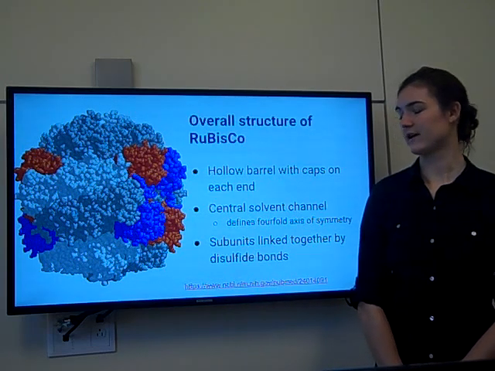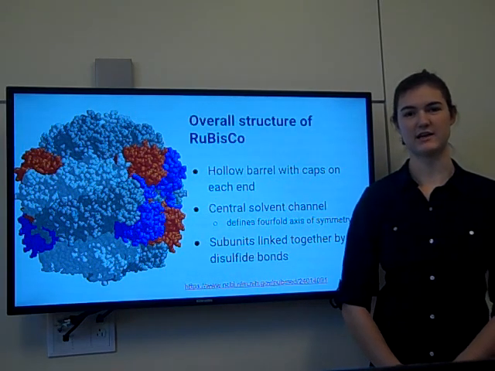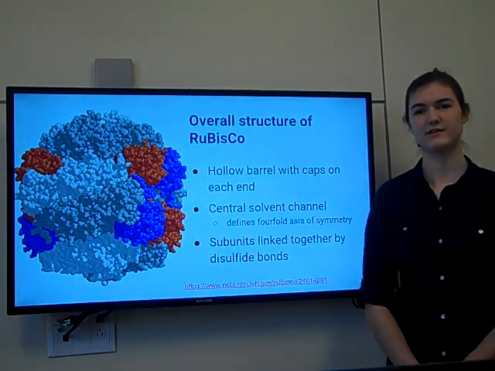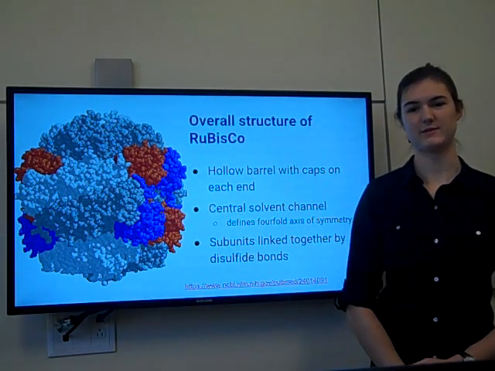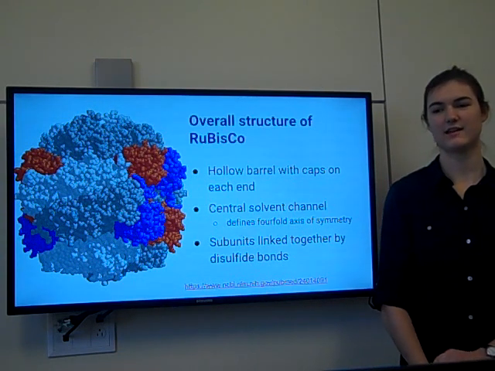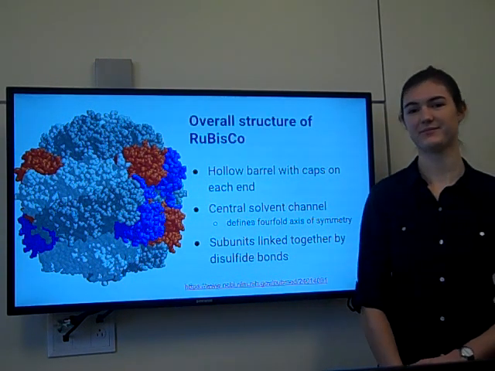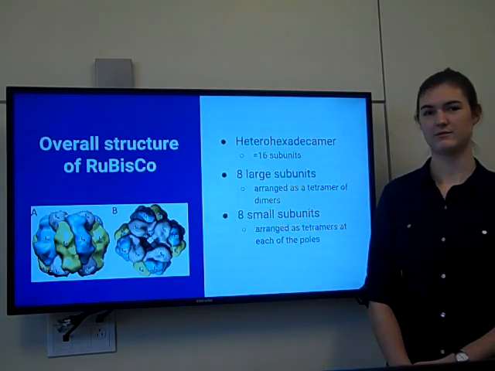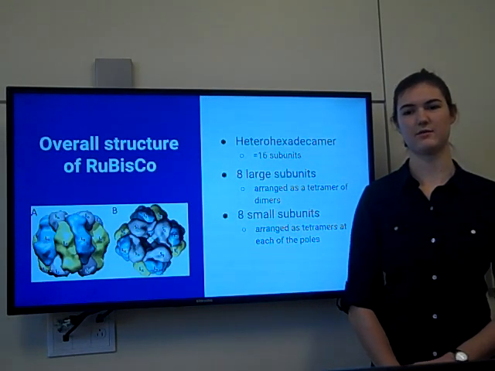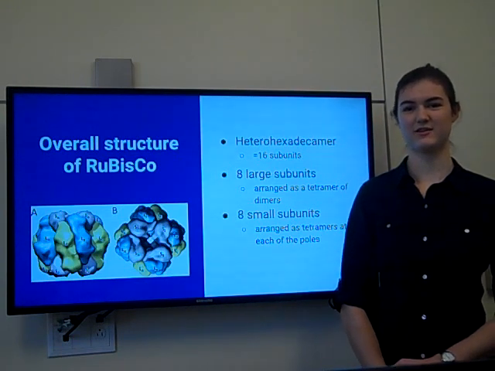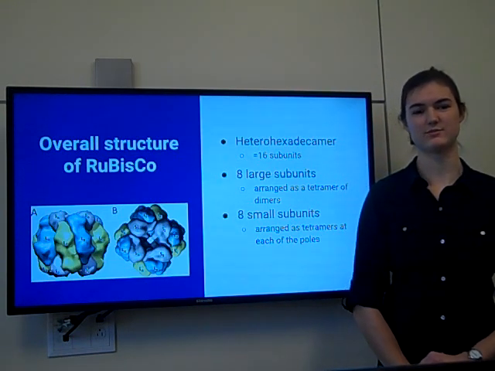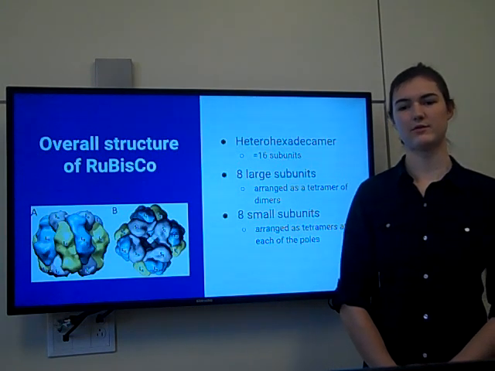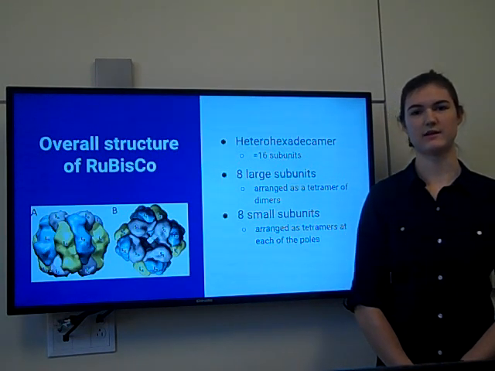Overall, Rubisco looks like a hollow barrel with caps on each end. It has a central solvent channel running through the middle, which defines a 4-fold axis of symmetry. The subunits are linked together by disulfide bonds. There are 16 subunits in Rubisco, making it a heterohexadecamer: 8 large subunits arranged as a tetramer of dimers, forming the sides of the barrel, and 8 small subunits arranged as tetramers at each of the poles.